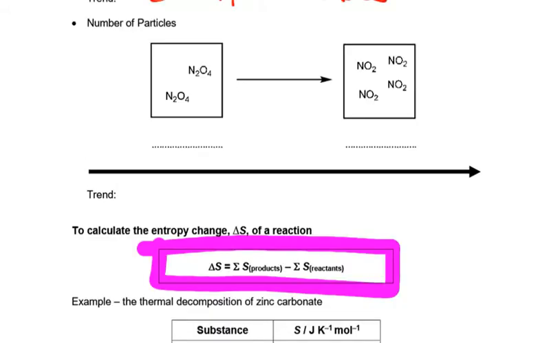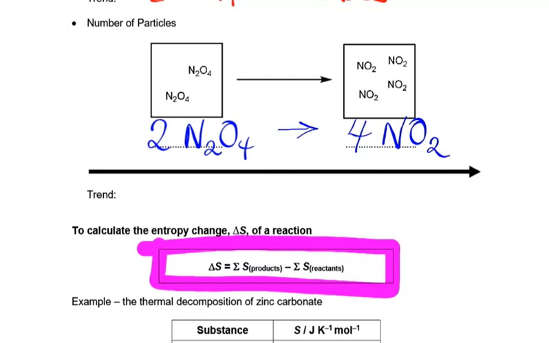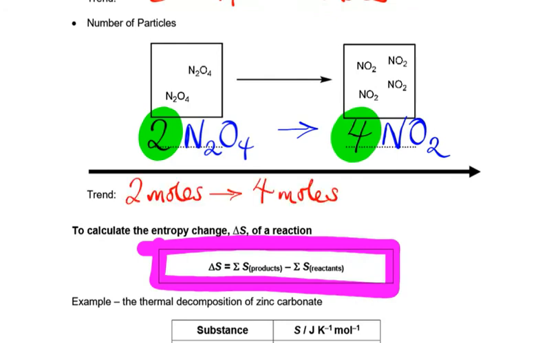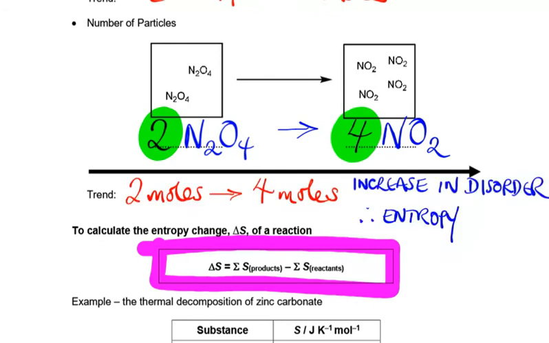And in this final example, it might not be quite as obvious. If we have a look at how we would write this down as a chemical equation, hopefully we can see that's what we'd write. So 2 moles of N2O4 become 4 moles of NO2. What I'd be looking at there is the number of moles. So 2 moles are turning into 4 moles. So there's an increase in disorder, therefore entropy yet again increases.